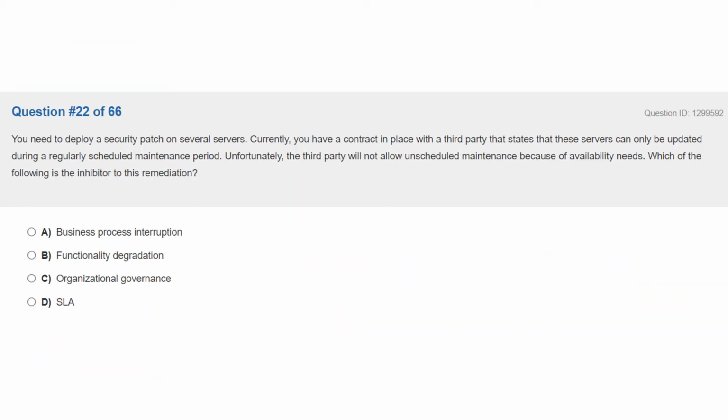Question number 22. You need to deploy a security patch on several servers. Currently, you have a contract in place with a third party that states that this service can only be updated during a regularly scheduled maintenance period. Unfortunately, the third party will not allow unscheduled maintenance because of availability needs. Which of the following is the inhibitor to this remediation?